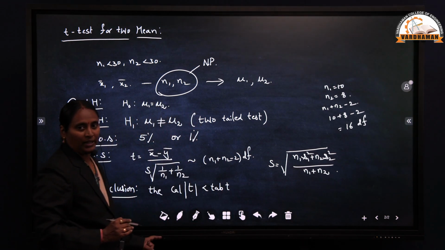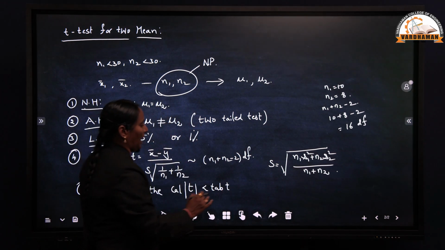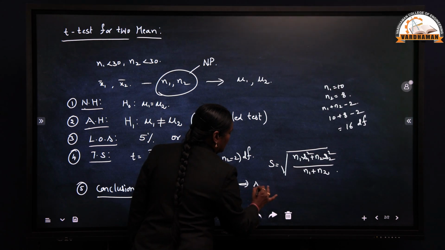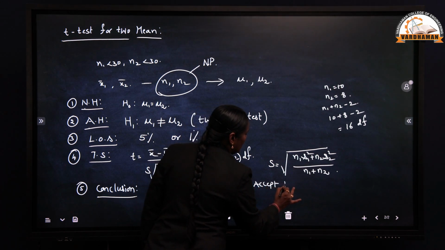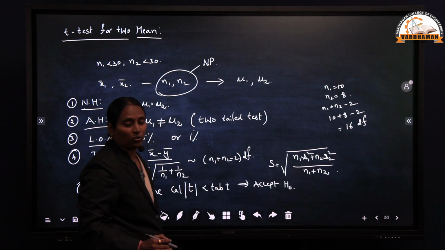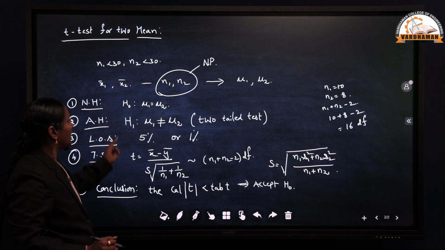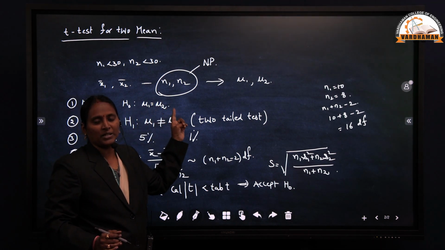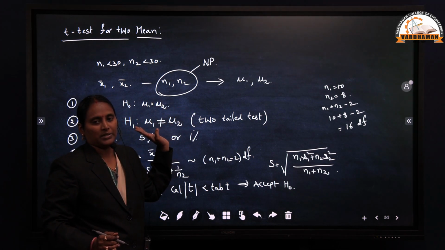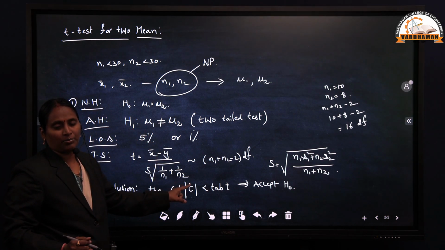If the calculated value of t is less than the table value of t, we have to accept our null hypothesis. Accepting H naught means, in the given problem, if you have two means, we are going to conclude that there is no significant difference between the two population means. So we are going to accept our H naught.